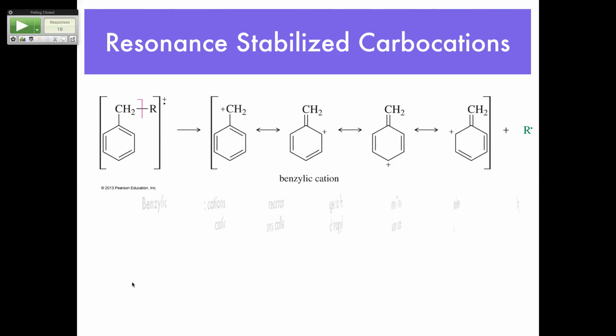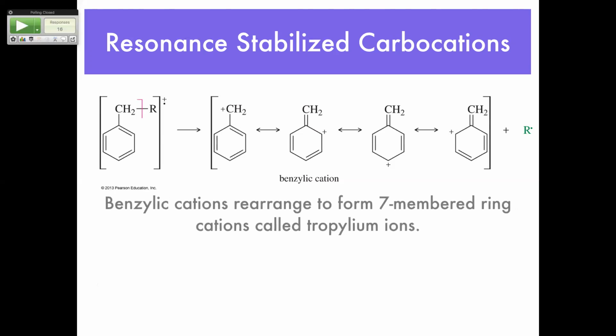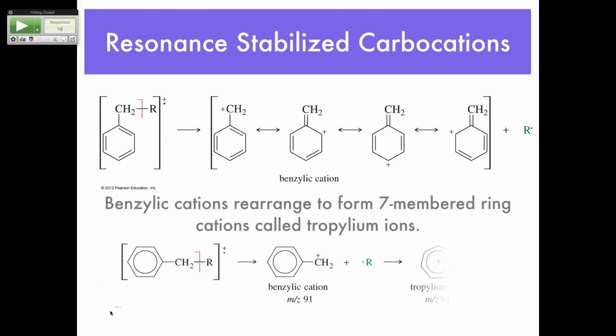Do I not have that little picture? Oh, to form a 7-membered ring, cations called tropylium ions. Surely I have that picture. There we go. There's my tropylium ion. Do you see there's a big circle in the middle? We're going to talk about what that circle means.